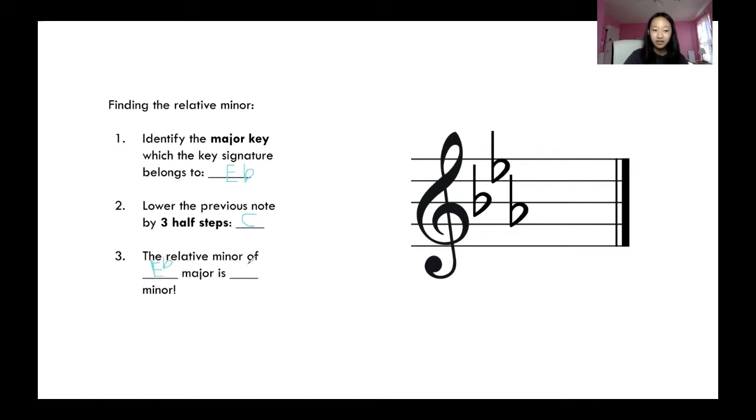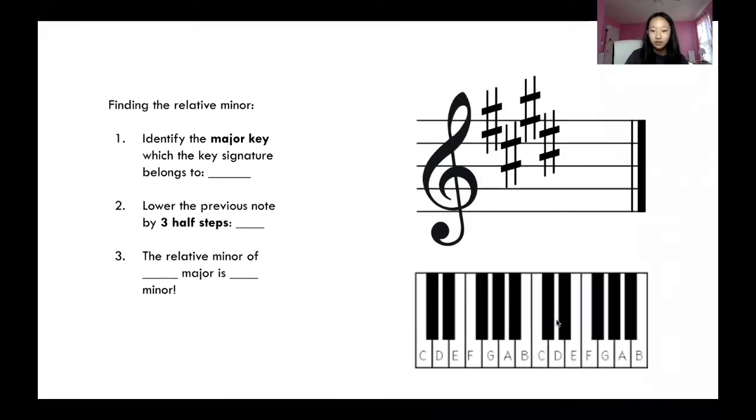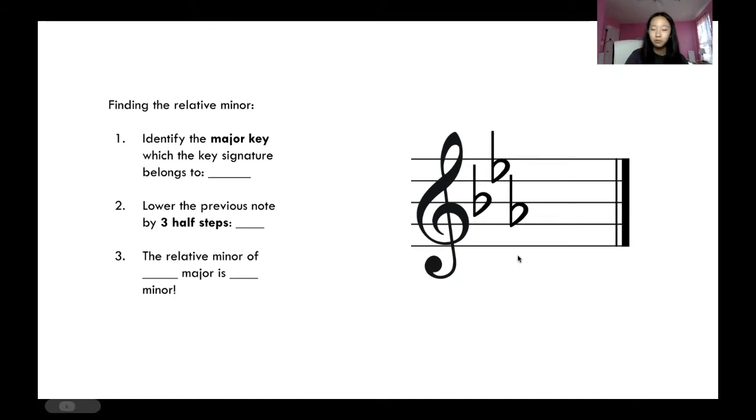So the relative minor of E flat major is C minor. And if you're a bit confused or having trouble visualizing this 3 half step thing, we can go back to the slide before. So starting on E flat, which is this black note, 1, 2, 3, and we end up at C. So when we look at this, we can say this is the key signature of E flat major and C minor.